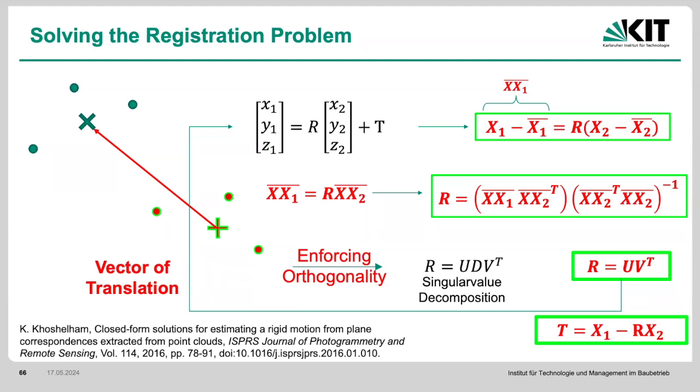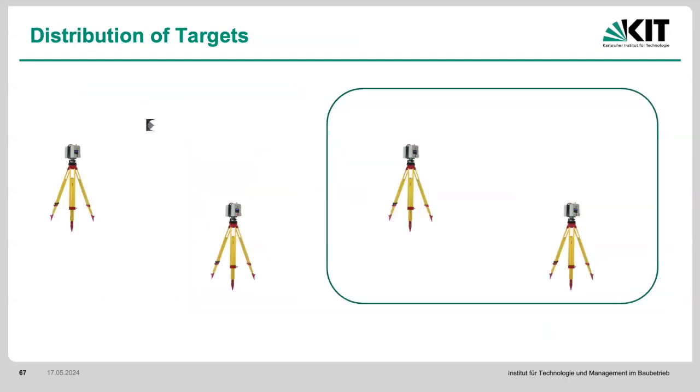I've given you Horn's method as well, which is more numerically stable, and which you're going to be using for your project yourself. Okay, so then what about the distribution of the targets? Obviously, if you have targets that are not well distributed, or are just on one side, you're not going to get as good a registration.